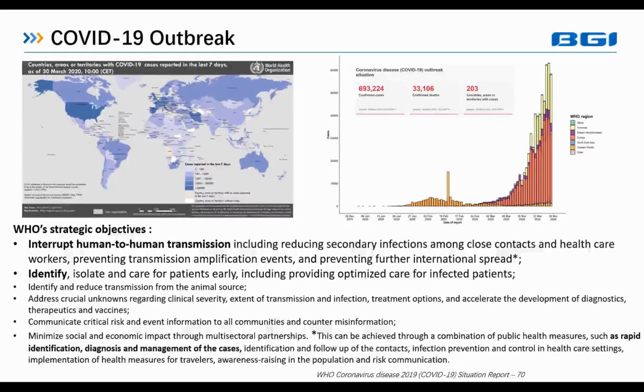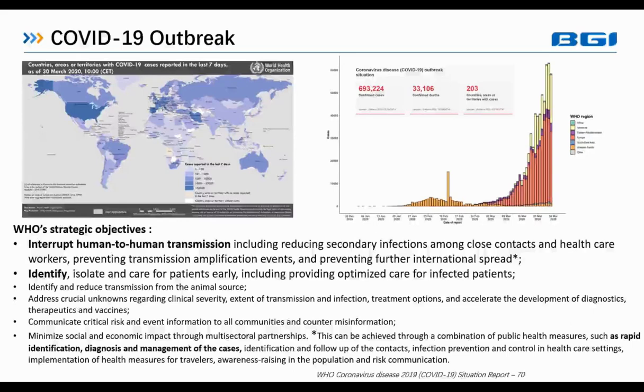This world map shows the current status of the COVID-19 outbreak. The color indicates the number of confirmed cases in that particular region and country. As of March 30th, there are 203 countries and regions with confirmed COVID-19 cases. And altogether, globally, there are 700,000 confirmed COVID-19 cases, and related deaths are at 33,000. And all the numbers are still growing. All this information is coming from WHO COVID-19 Situation Report 17.